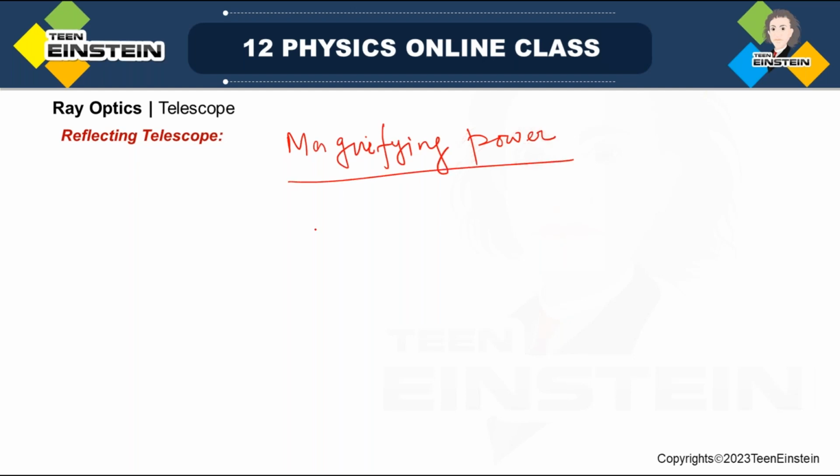Magnifying power. See, if you remember, we have focal length FO. This is actually the focal length of the objective. We'll use the same notation here also. This is the focal length of the eyepiece, FE.